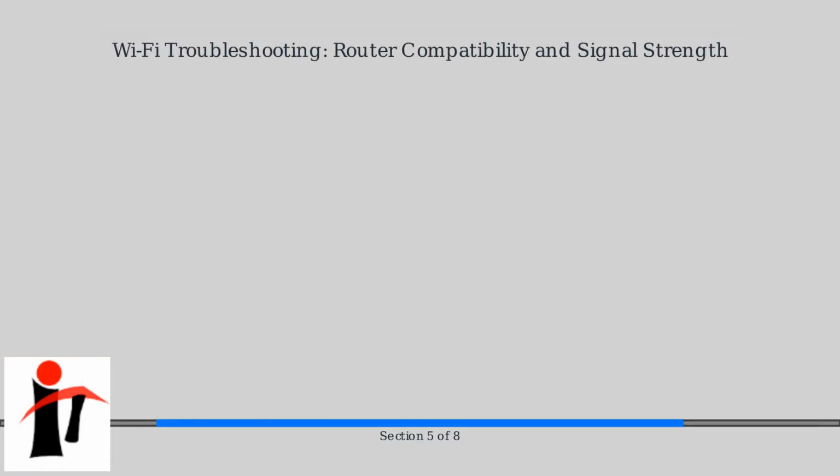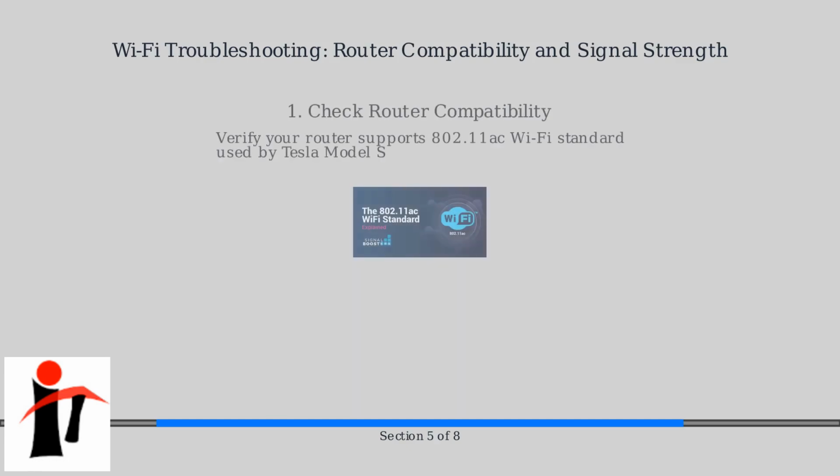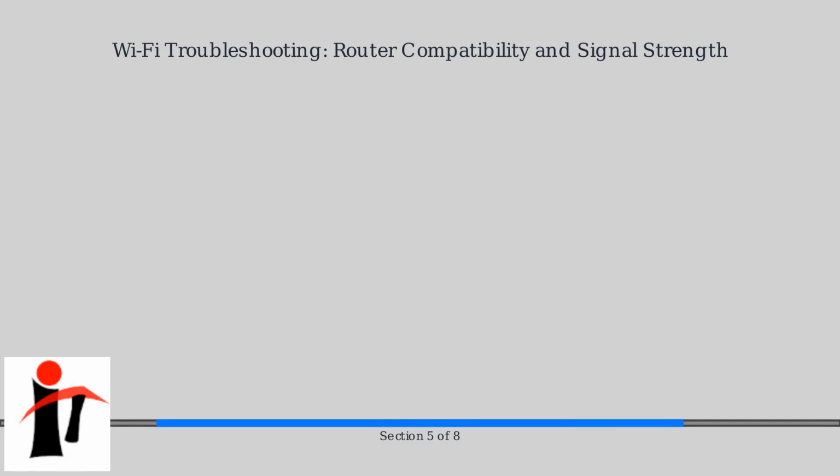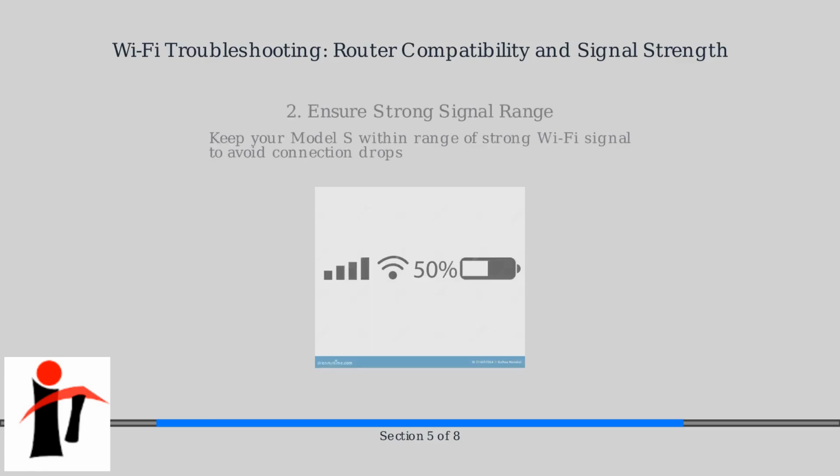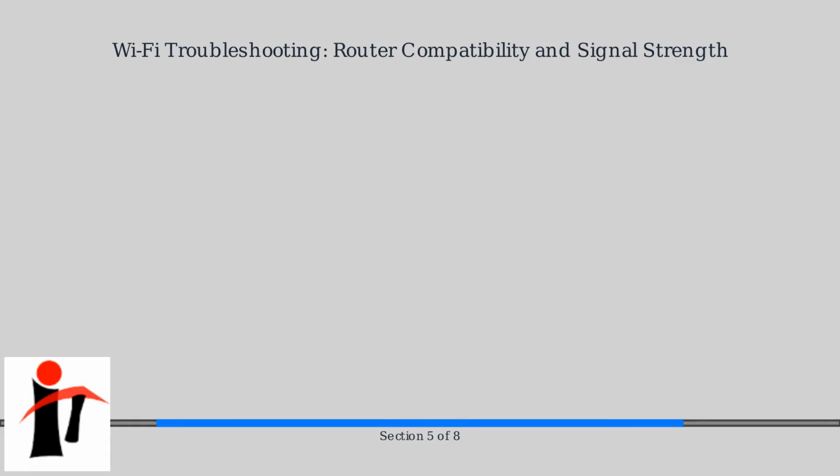If Wi-Fi connectivity is the issue with your Tesla Model S, start by troubleshooting router compatibility and signal strength. First, verify that your router is compatible with Tesla's 802.11ac Wi-Fi standard. This standard provides faster speeds and better reliability for the Model S. Next, ensure your Model S is within range of a strong Wi-Fi signal. Weak signals can cause disconnections, so position the vehicle closer to your router if needed.